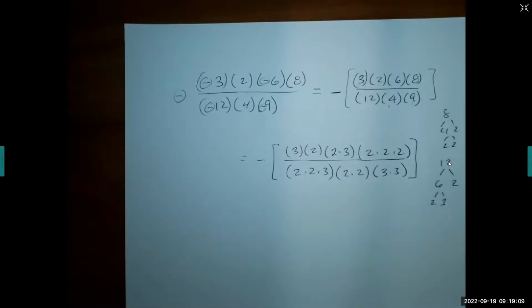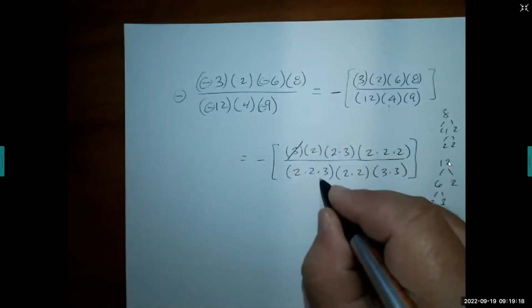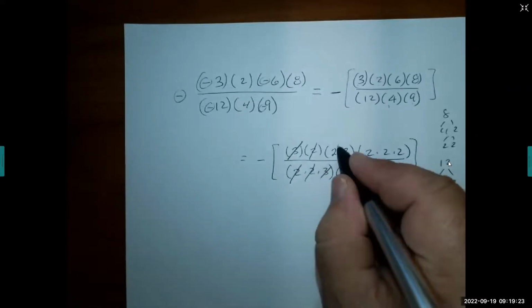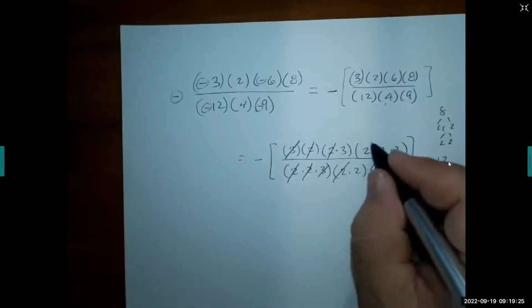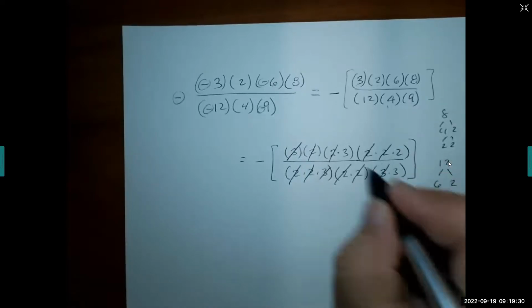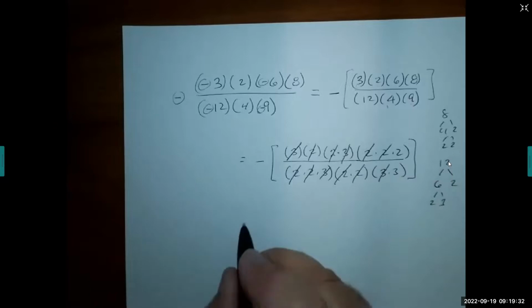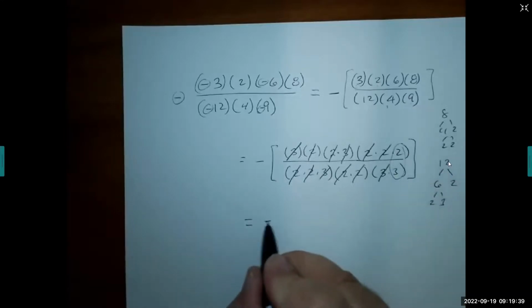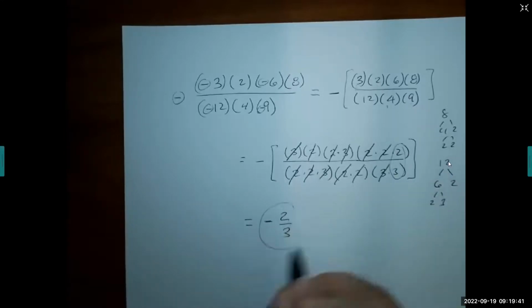We broke it down to its smallest pieces because now what do we do next? Cancel. Anything same on top, cancel with the bottom. This 3 cancels with that 3. This 2 with that 2. That 2 with that 2. That 2 with that 2. That 2 with that 2. This 3 with this 3. What do we have left? So the answer is -2/3.